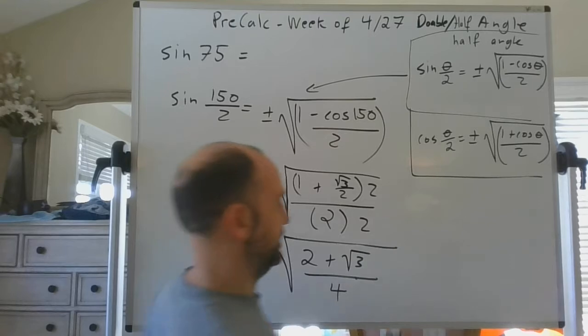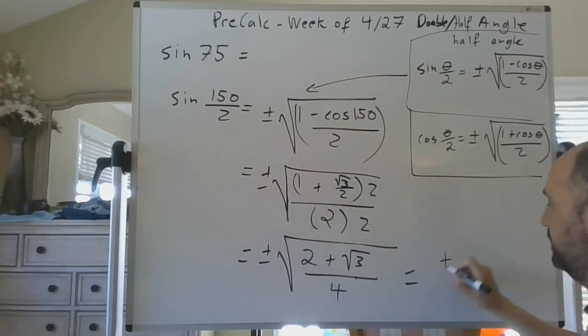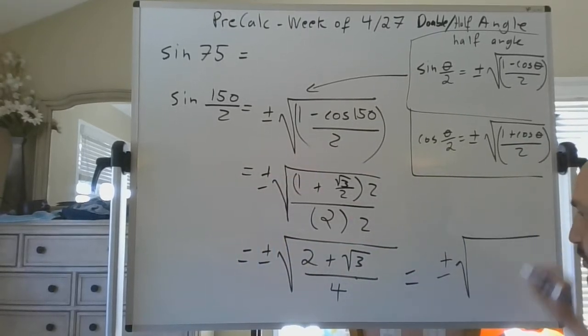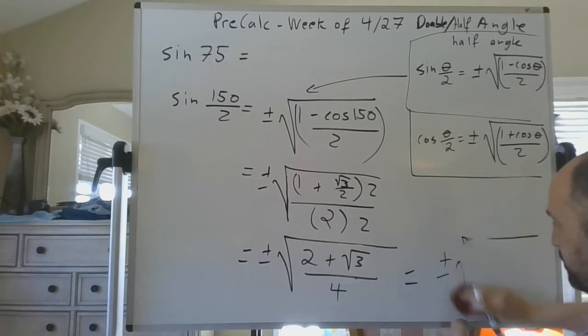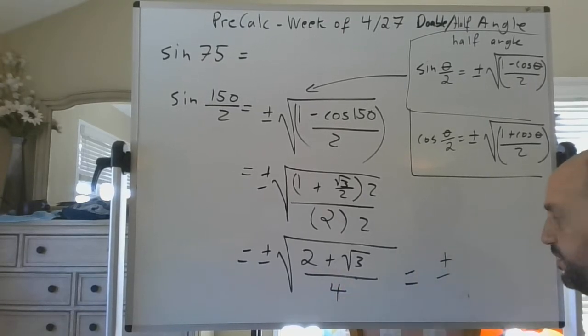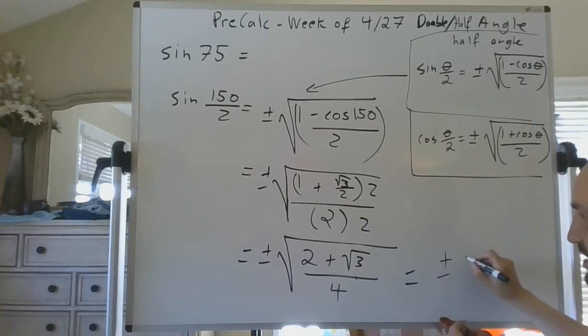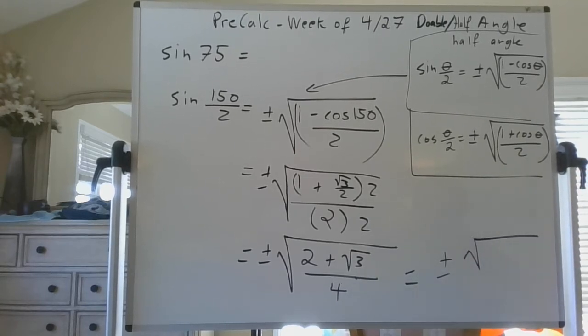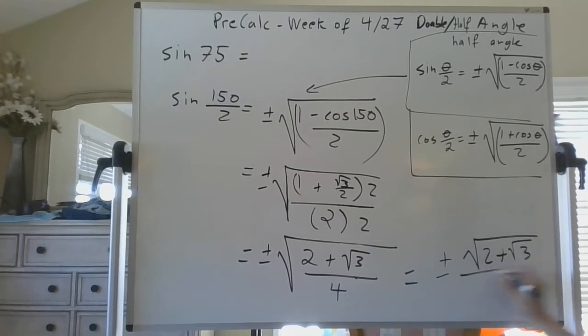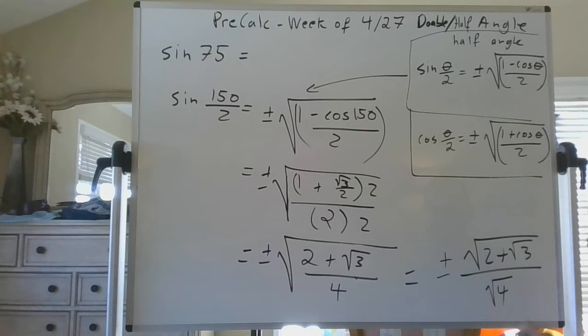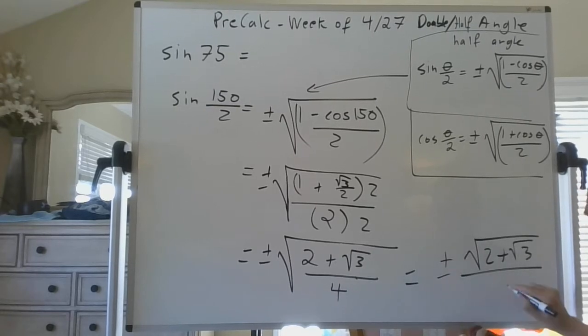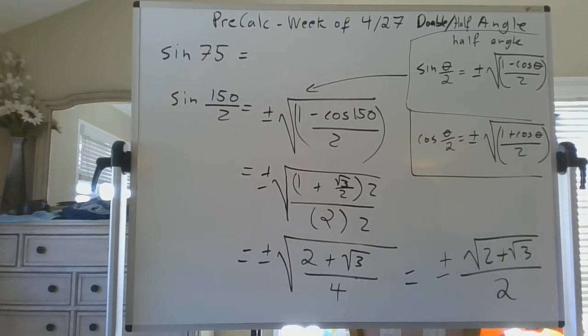Okay, now we're almost done. Plus or minus square root. So now what we're going to do is when the square root is over the whole thing, we can separate that and we can do square root of 2 plus square root 3 all over square root of 4. Okay, so that is equivalent to that. Now, why would I do that? Because, simple, I know what the square root of 4 is. The square root of 4 is just 2.